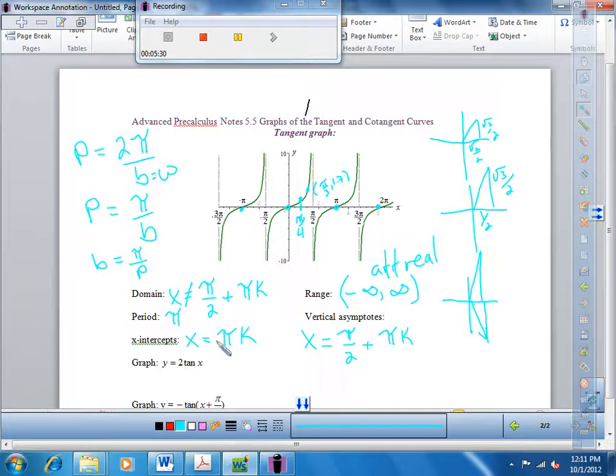Okay? So graph y equals tan 2x. All that does to your graph, I didn't put a graph in there, did I? Do you guys have one on your sheet?